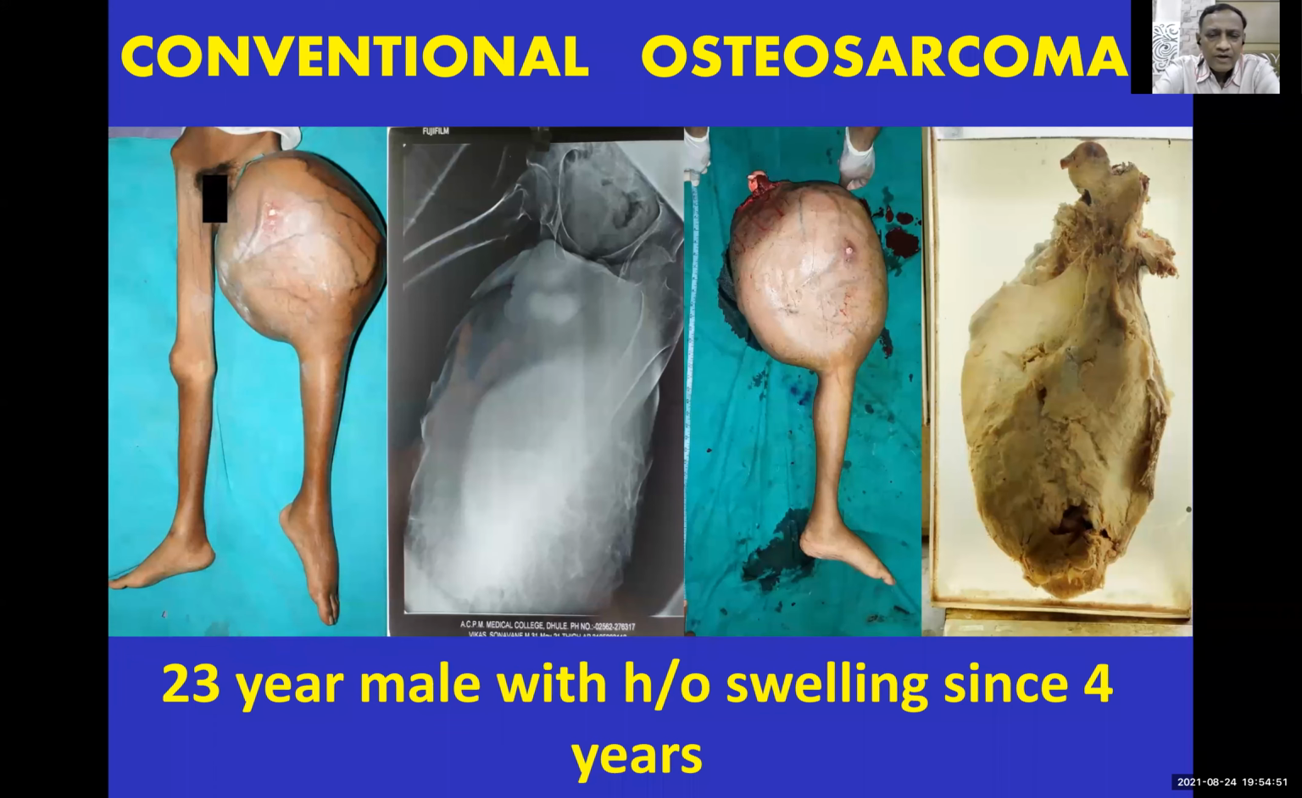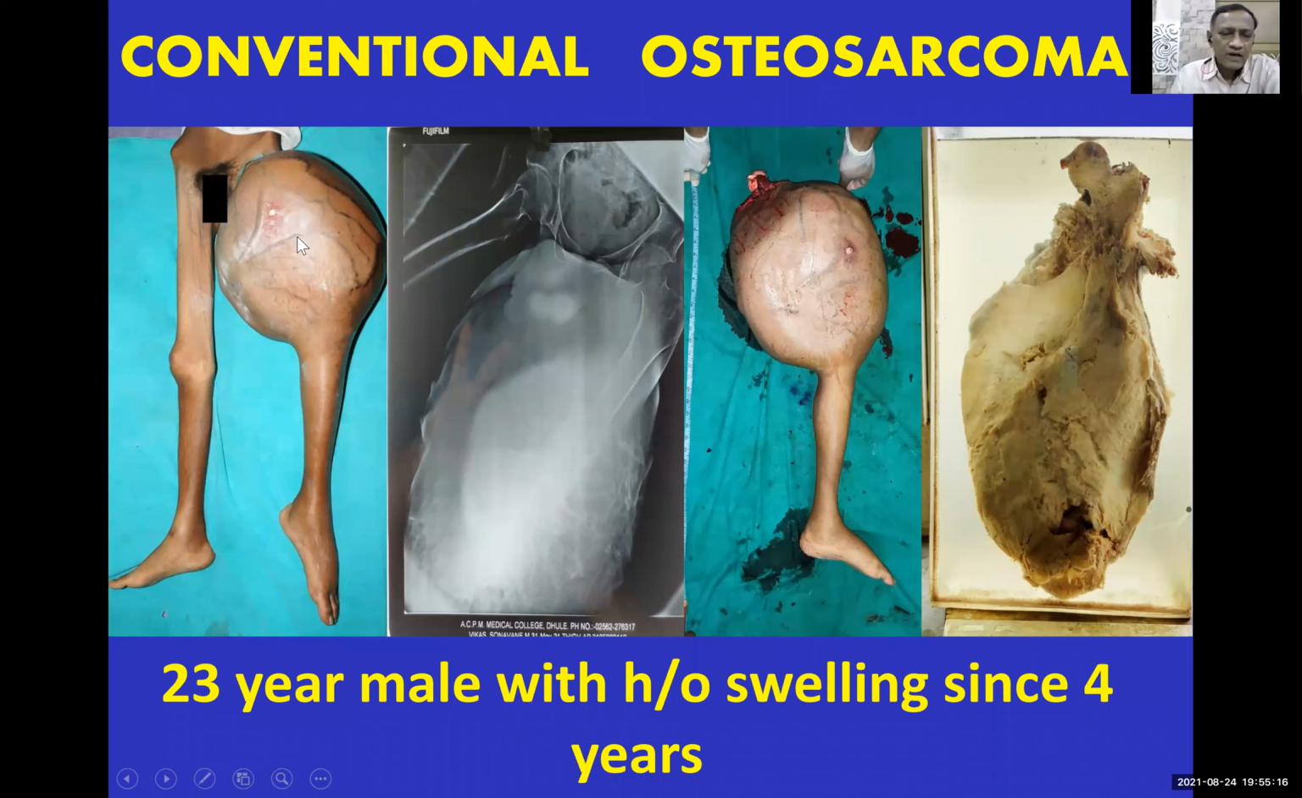But because of the Corona pandemic and lockdown, all the public transport was stopped. He could not go. He stayed at home and did not receive any treatment. As a result, the tumor increased so much. This was the size of the tumor when he came to our hospital, which shows dilated veins, foot drop, and a variegated consistency.